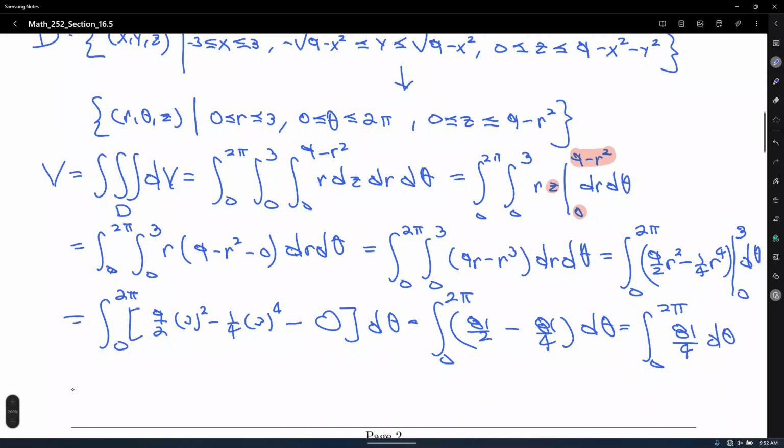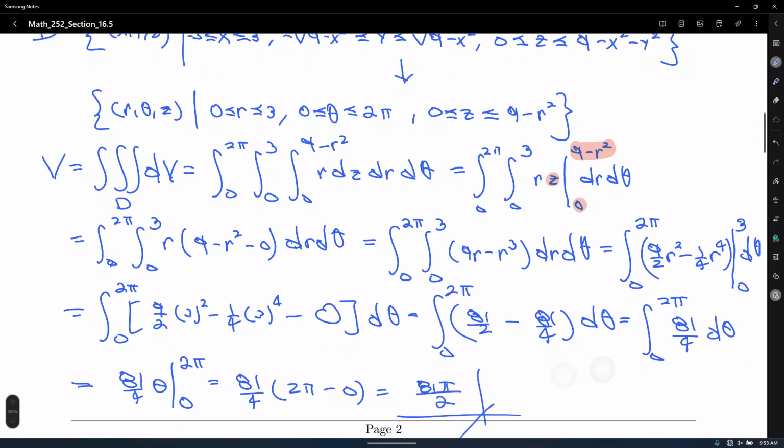Come on, integrate this number. That's simply 81 fourths theta from 0 to 2 pi. That is 81 over 4 times 2 pi minus 0, which is 81 pi over 2 cubic units.